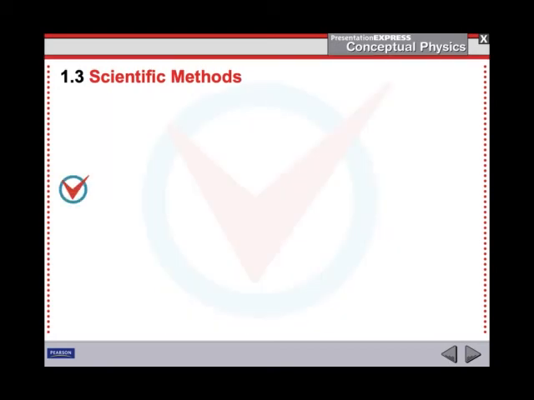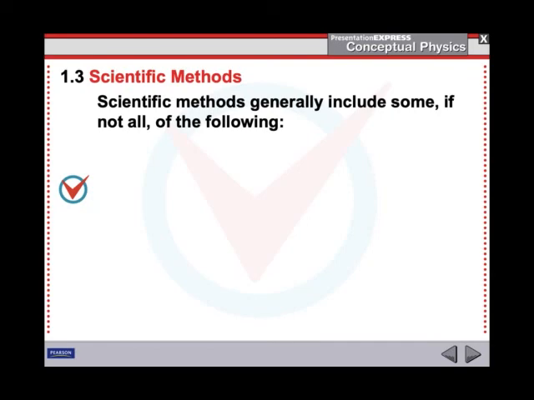Okay, so the scientific method generally includes some, if not all, of the following. It doesn't have to happen exactly in this order, doesn't have to have all of the steps, but these are kind of the biggies that most scientists use when they're trying to solve a problem or find an explanation for something. The first one is recognize a problem. You need to observe the world and recognize a problem or something that needs explaining.